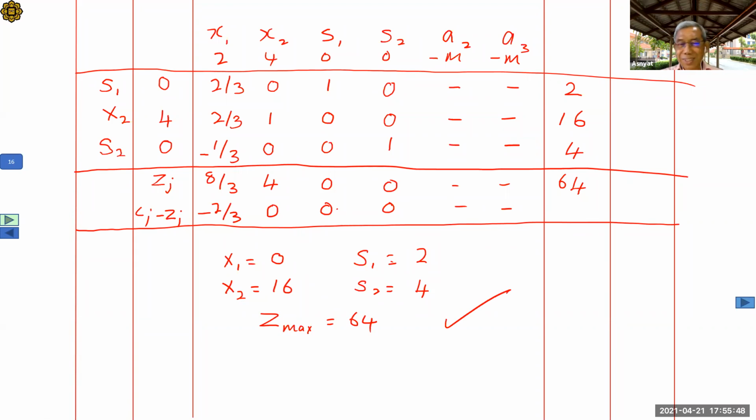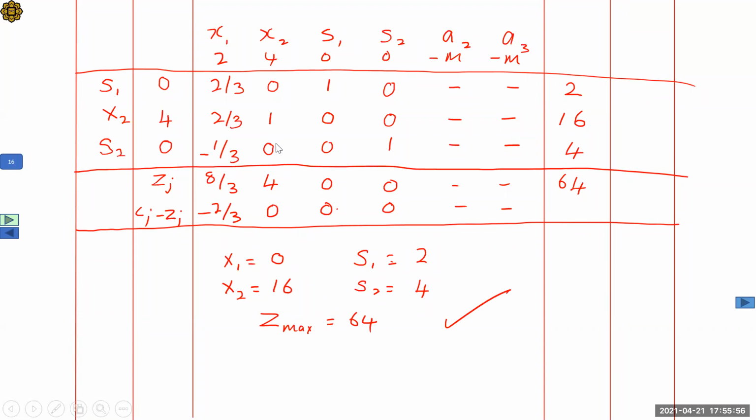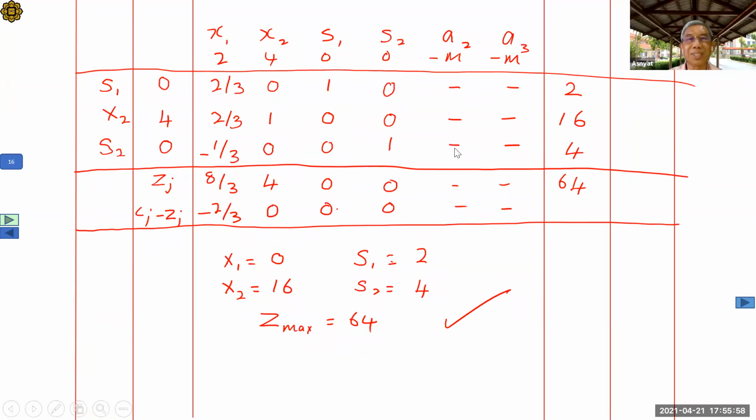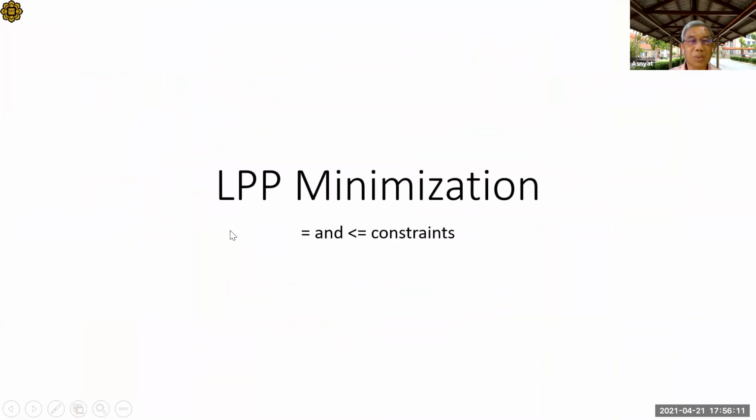Okay, can we quickly move on to special minimization? We are done with maximization. This is how we handle artificial variable. Let's do minimization as much as we can. This one is simple. These are the equations.